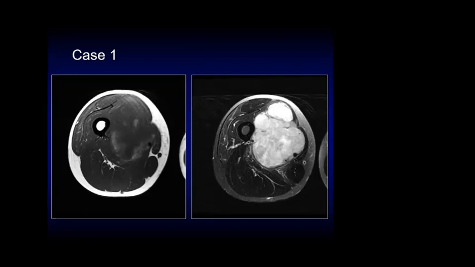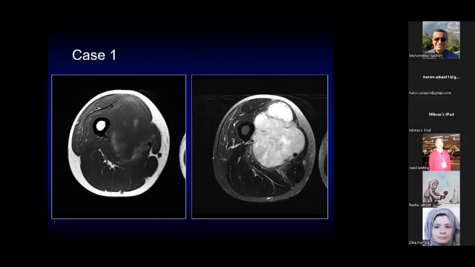MRI section, T2, T2 star, showing there is a hyper-intense component of the intensity of the medial hyper-intensity of the muscle component. I think this is vastus medialis muscle.